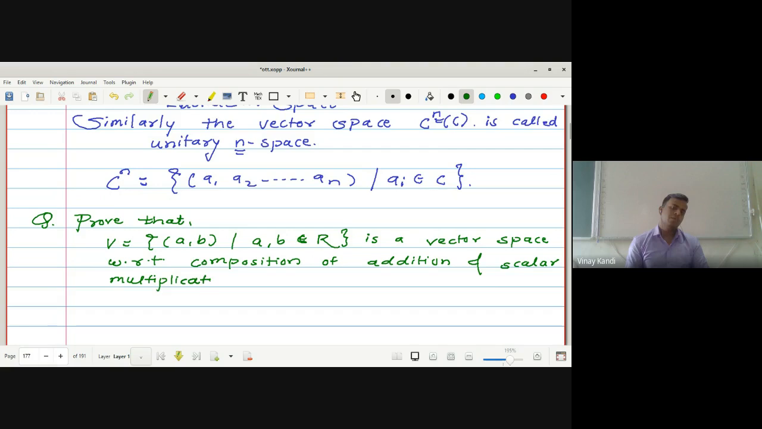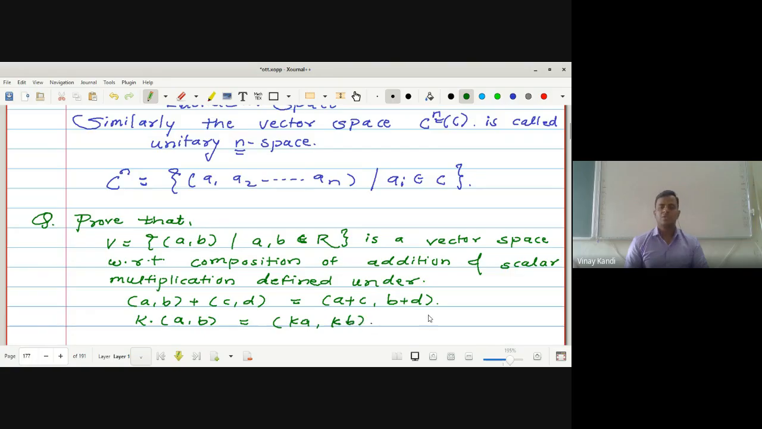Scalar multiplication defined under the addition of two vectors defined like this: (A, B) plus (C, D), if these are two elements belonging to the set V, is equal to (A plus C, B plus D). And the scalar multiplication is K into (A, B), which is equal to (KA, KB), where K belongs to the set of real numbers.